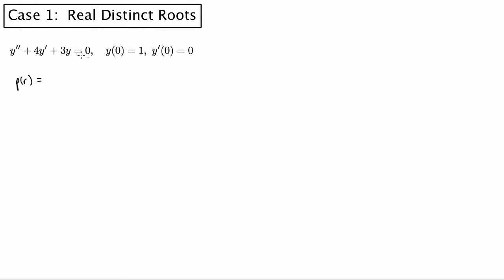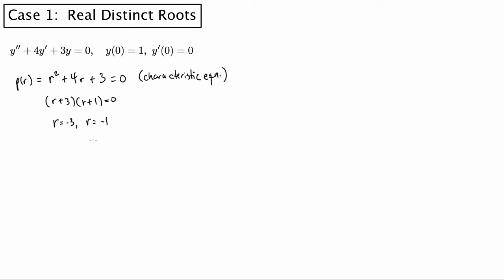We turn the derivatives into algebraic powers, and this becomes r squared plus 4r plus 3. And we solve it equal to 0 for what are called the characteristic roots. So remember, this is the characteristic equation, and we're solving it for the characteristic roots. So we will factor. This factors nicely. And our characteristic roots are -3 and -1.